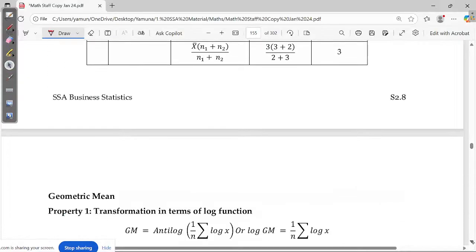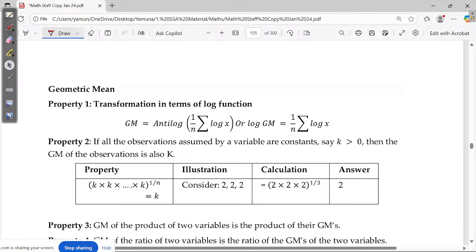Kindly join with me. Geometric mean, first property: transformation in terms of log function. Yes, we have two formulas, right? What is the geometric mean formula? Nth root of the product of all the values. Remember? Product of all the values, nth root of.